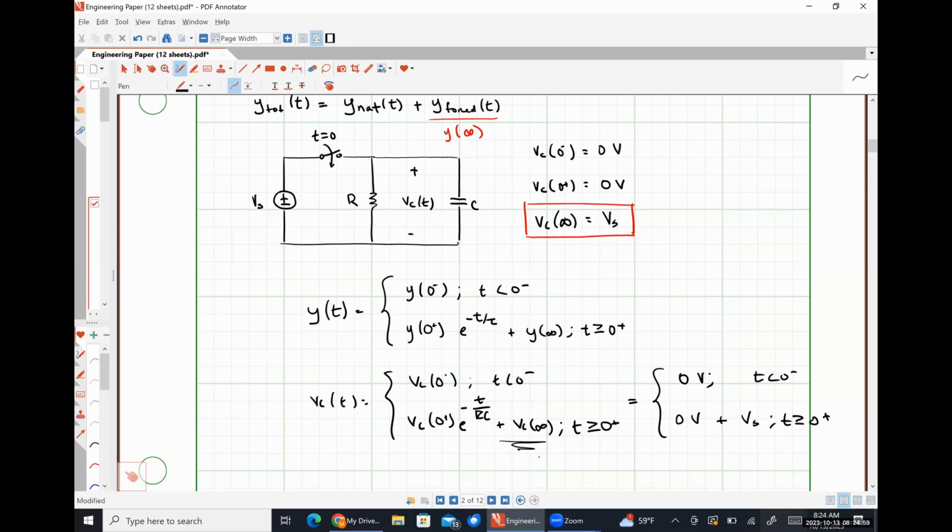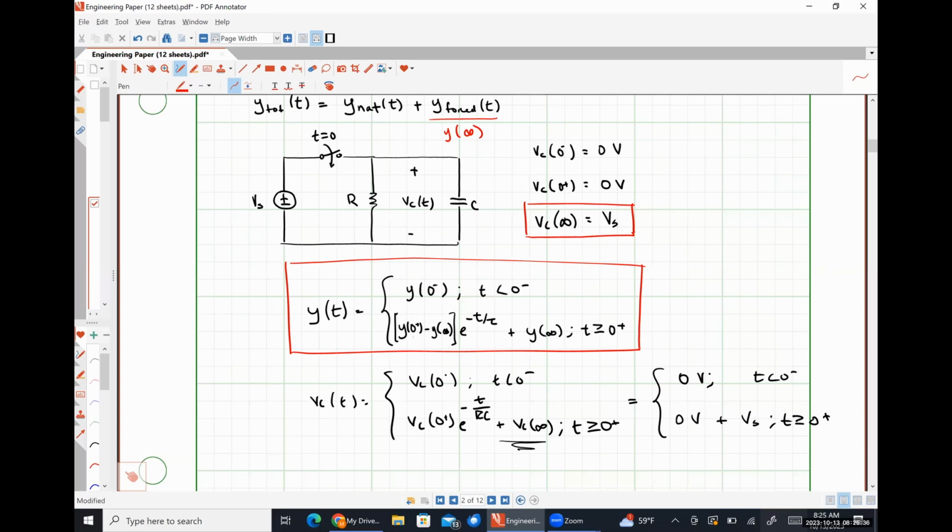So to fix that, instead of just having our initial condition here, we're going to have y at 0 plus minus y at infinity, and that will fix that discontinuity. Okay. So this is our generic equation whenever sources are left in the circuit.